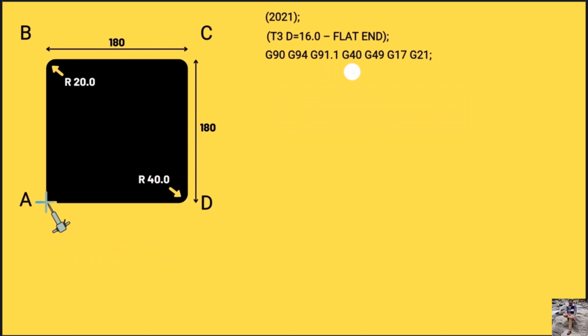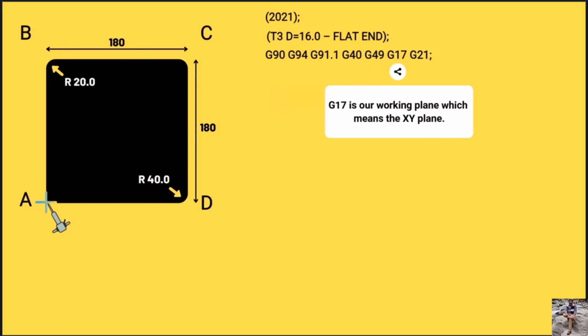Next we have G40. This G code cancels any active cutter compensation. G40 just cancels any radiuses that the machine may have in its memory. Next we have G49. It is for tool length compensation. It cancels any offsets in the tool length. The next code is G17. G17 is our working plane, which means the XY plane. In other words, the flat plane of the machine table.